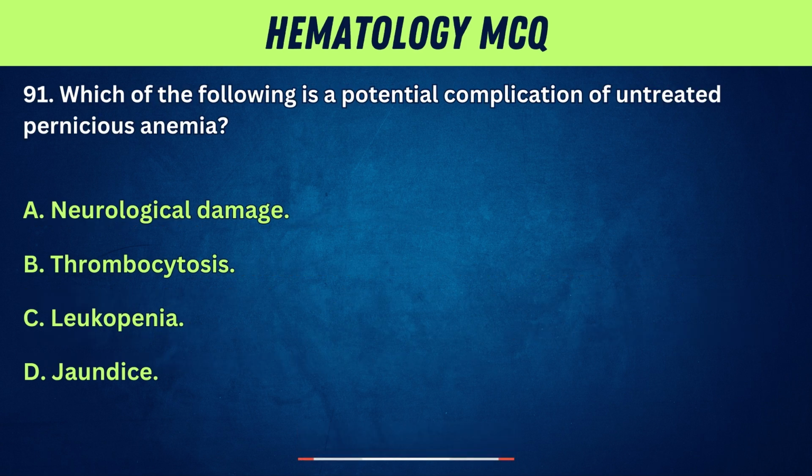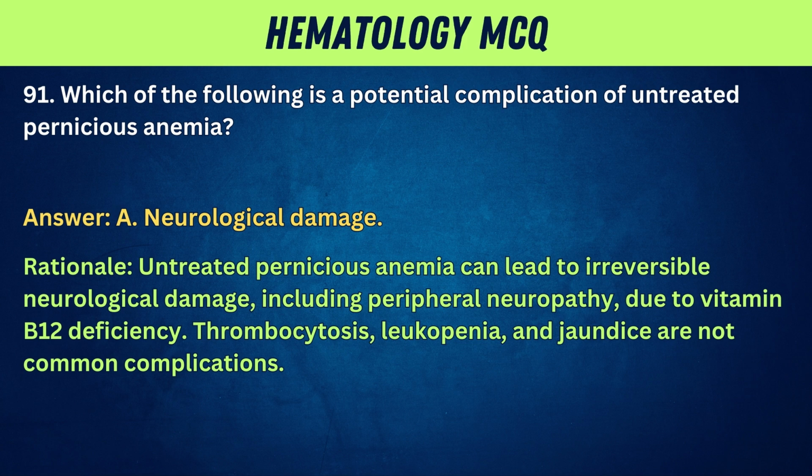91. Which of the following is a potential complication of untreated pernicious anemia? A. Neurological damage. B. Thrombocytosis. C. Leukopenia. D. Jaundice. Answer: A. Neurological damage. Rationale: untreated pernicious anemia can lead to irreversible neurological damage, including peripheral neuropathy, due to vitamin B12 deficiency. Thrombocytosis, leukopenia, and jaundice are not common complications.